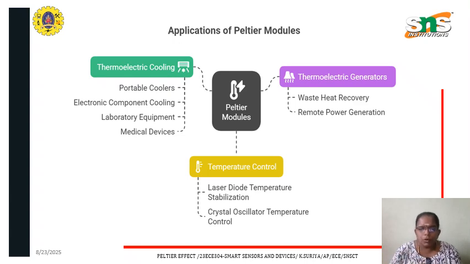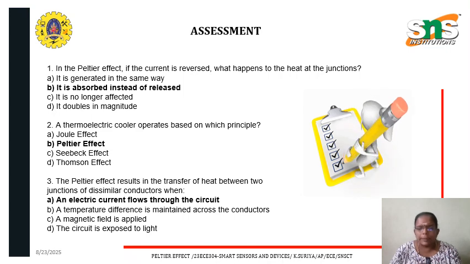So hope you understood the Peltier effect clearly. Let us take up some assessment questions. In the Peltier effect, if the current is reversed, what happens to the heat at the junctions? The options are: it is generated in the same way, it is absorbed instead of released, it is no longer affected, and it doubles in magnitude. Yes, the answer is it is absorbed instead of released.